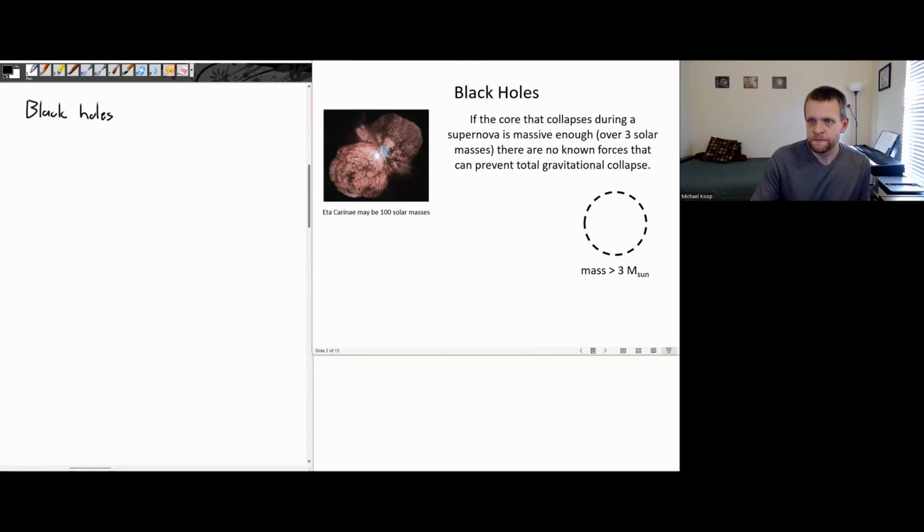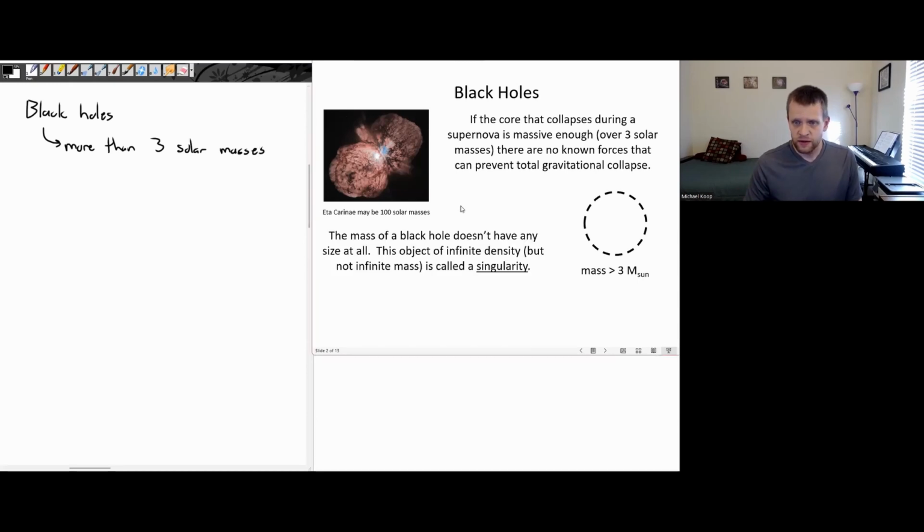So for these black holes, if the core that's collapsing is more than 3 solar masses, then there aren't really any known forces that can prevent this object going through complete and total gravitational collapse. By complete and total gravitational collapse, I mean that, at least according to classical physics, things get a little bit different when we talk about quantum mechanics, which we're not going to worry about for this course. But at least a classical picture of black holes is that the mass of the black hole actually collapsed down to 0 size.